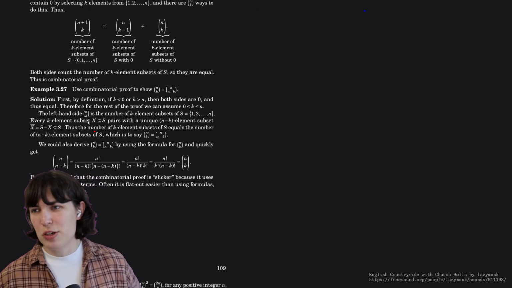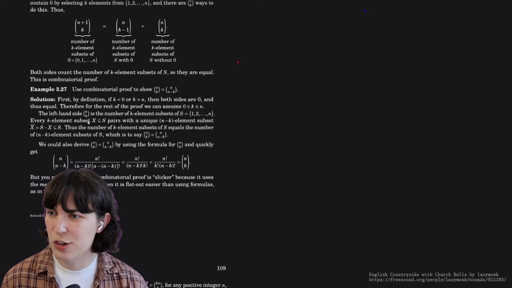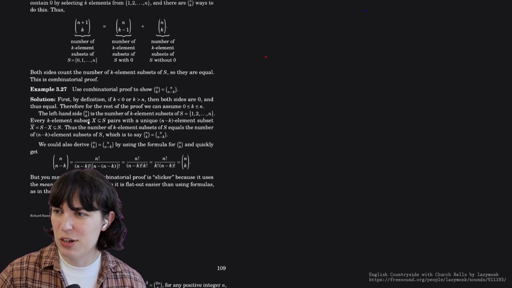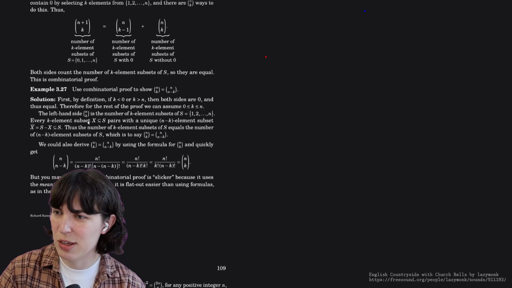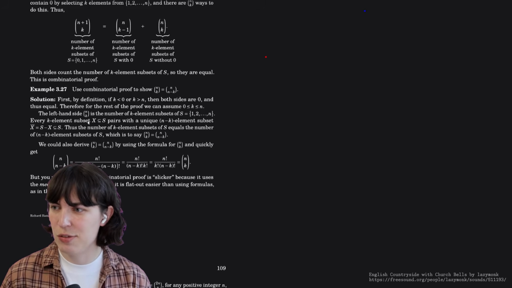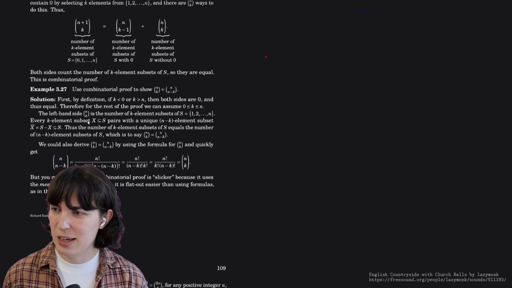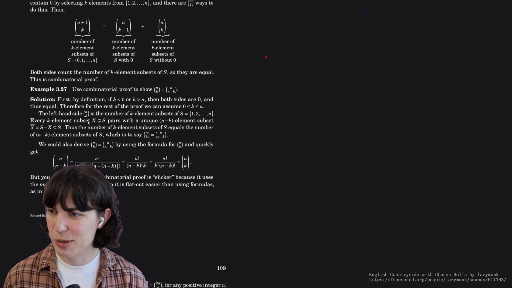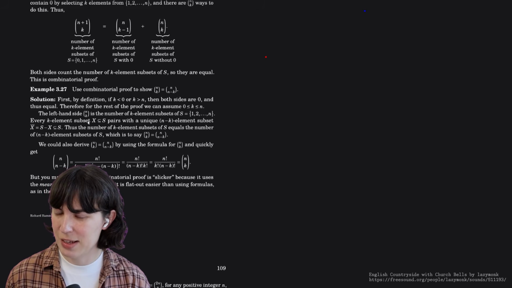We've got an example. Use combinatorial proof to show that n choose k is equal to n choose n minus k. First, by definition, if k is less than 0 or k is greater than n, then both sides are 0 and thus equal. Therefore, for the rest of the proof, we can assume k is between 0 and n, inclusive. The left-hand side, n choose k, is the number of k element subsets of S. That's the natural numbers up to n. Right, up to n. Got it.